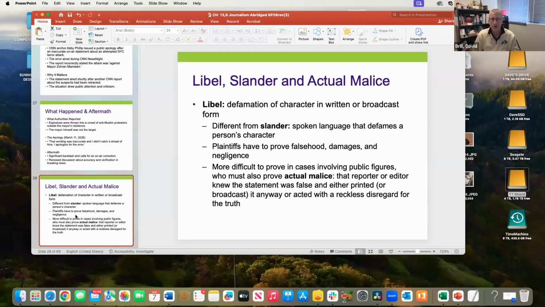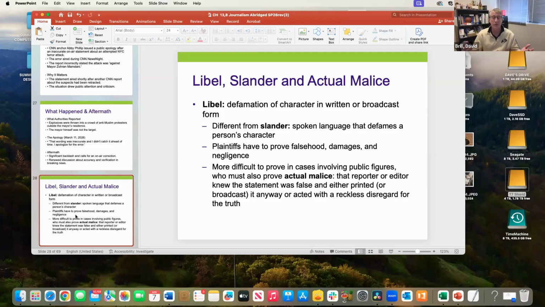So the thing is, both are very difficult to prove because plaintiffs have to prove falsehood, damages, and negligence. Meaning that if Abby went out and said what she said, was she intent on doing that to make, for example, conservatives look bad, or to make the anti-Muslim protesters look like the aggressors? I don't know. That's only in Abby's head, right? So it's very difficult to prove either libel or slander in either case. It's more difficult to prove in cases involving public figures, who must also prove actual malice, that a reporter or editor knew the statement was false.